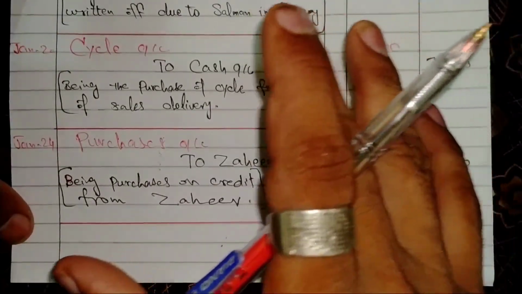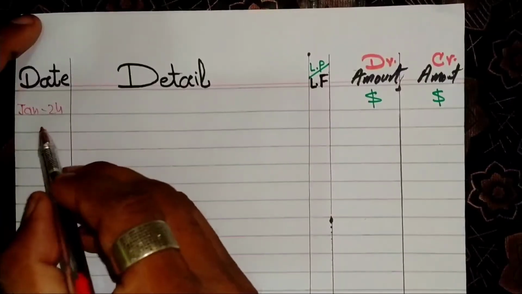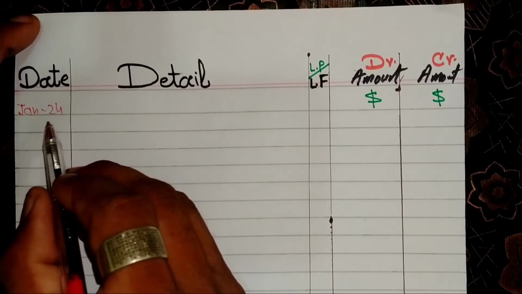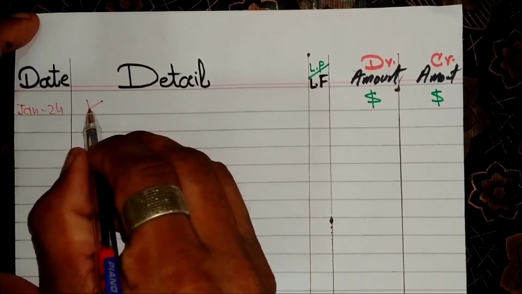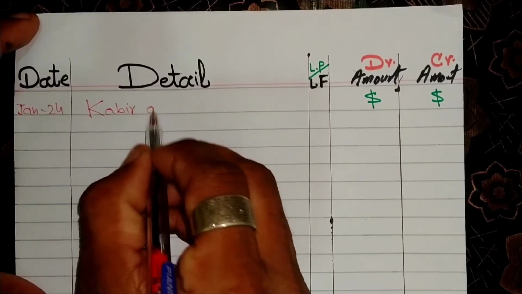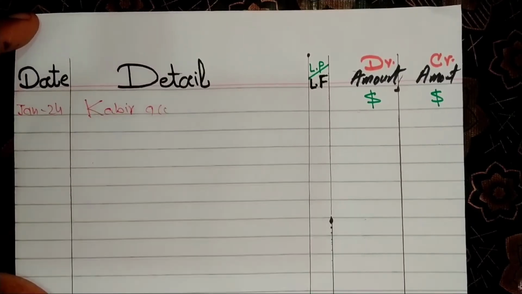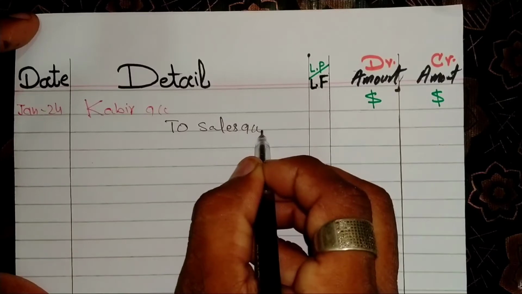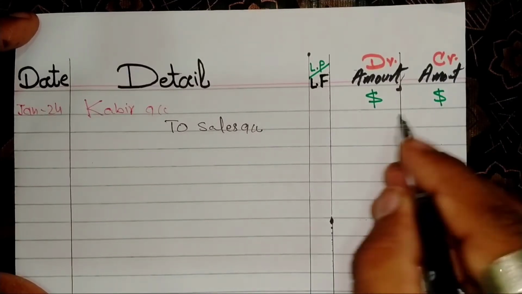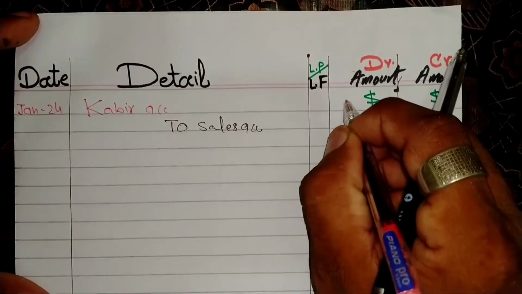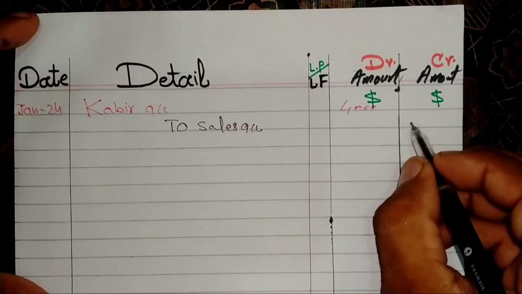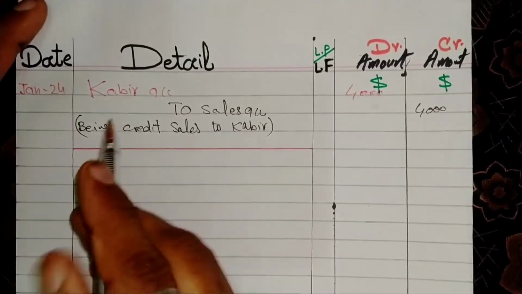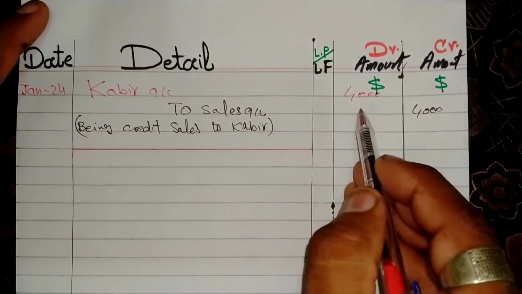The selling impact of this transaction is on the same date, 24th January, the sales has been done to Kabir. The entry will be Kabir account debit, because sales on credit, to sales account credit, with amounts $4,000 and $4,000, with description, being credit sales to Kabir with amount $4,000.